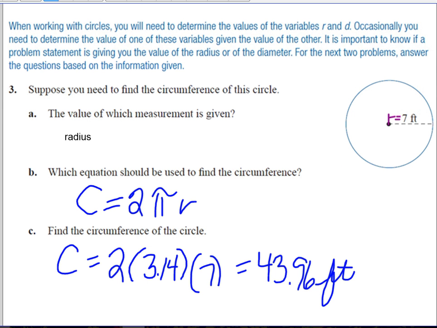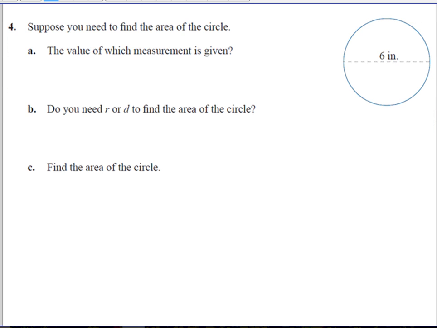Okay. Let's look at another example. Here we can see that the distance across the circle is given to us. So the value of 6 inches represents the diameter of the circle. And it says, do you need the R or the D to find the area of a circle? It's giving us that hint that the area of a circle is pi times radius squared.